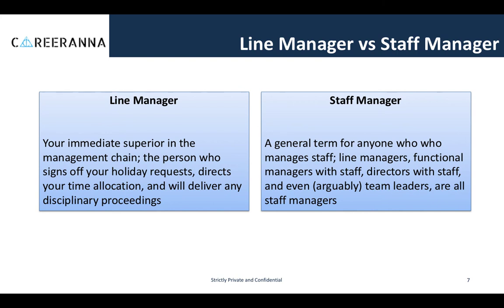So basically, you may start off with line manager as an entry level position and gradually become a staff manager, gradually become a head HR of a department, and gradually become the head HR of the organization. So this is another possible career path which you may visualize once you get into the industry.